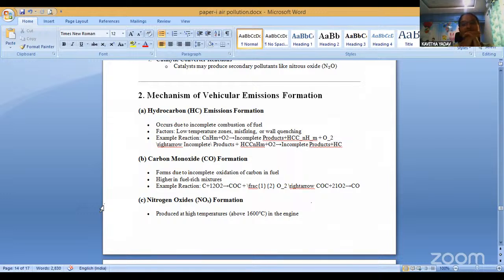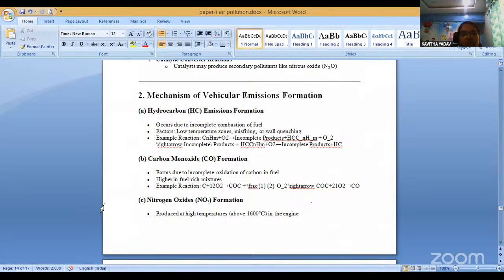Mechanism of vehicular pollution formation: it occurs in incomplete combustion of the fuel, with factors like low temperature zones, misfiring and valve quenching. An example of a reaction is CnHm plus O2 gives rise to incomplete products. Right, now the incomplete products will take place.